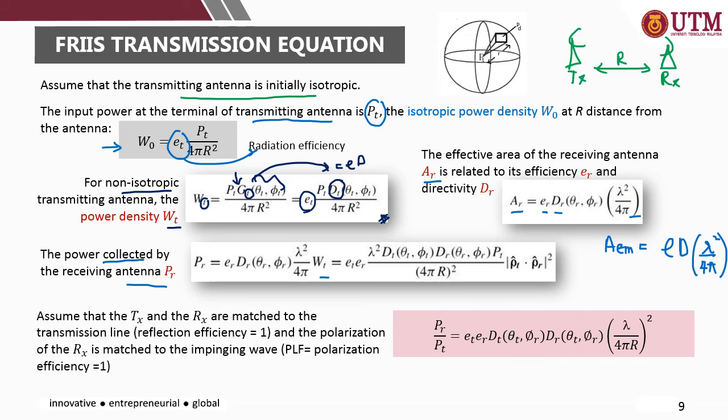Wt is the power density from the transmitter. Since we have defined Wt just now, we can replace Wt with this equation, so the equation can be further expanded to this. Assuming that the transmitter and the receiver are matched, the reflection efficiency equals 1 and the polarization efficiency also equals 1. Therefore the Friis transmission equation can be further reduced to this.